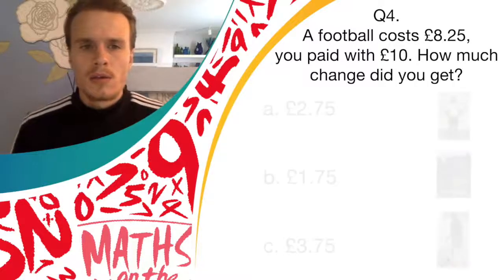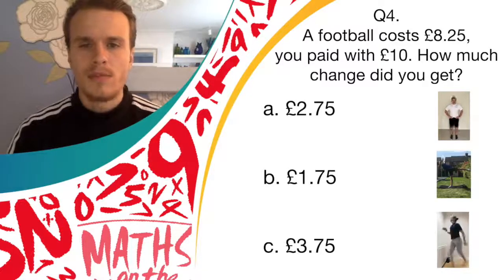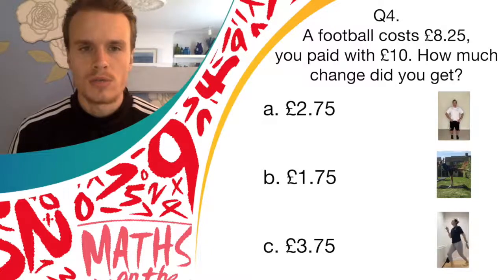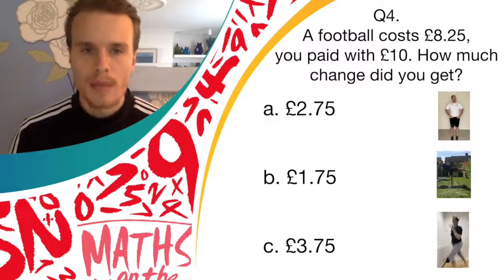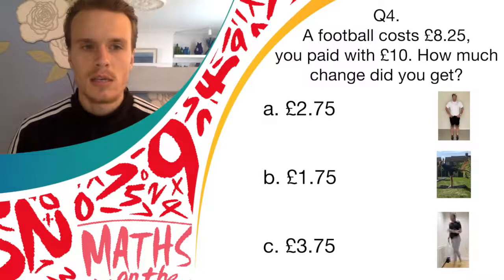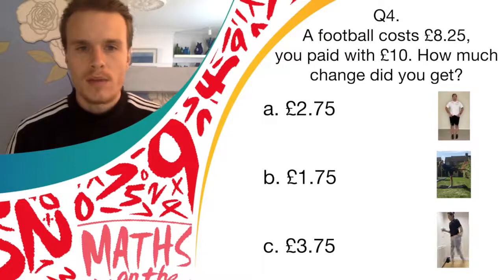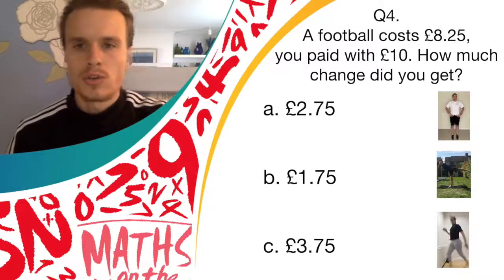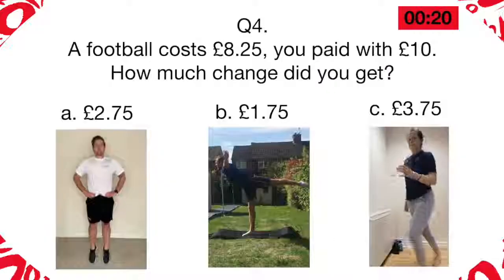Okay. So answer A is £2.75, and if you think that's the right answer, you should bounce on the spot. Answer B is £1.75, and if you think that's correct, you should do the balance. And answer C is £3.75, and if you think that's the right answer, you should do the spotty dogs.